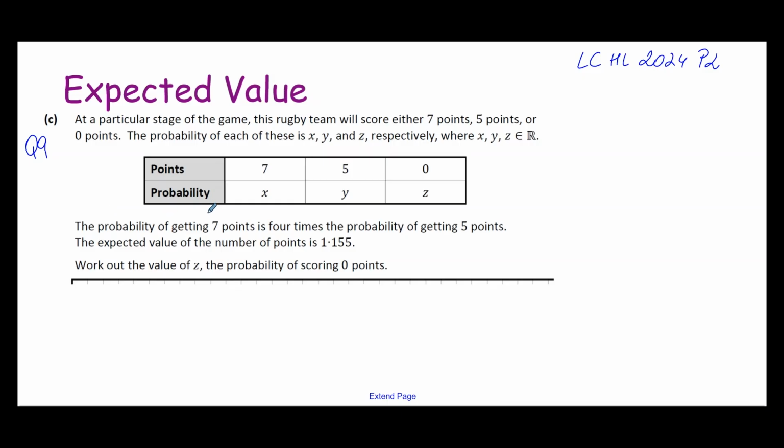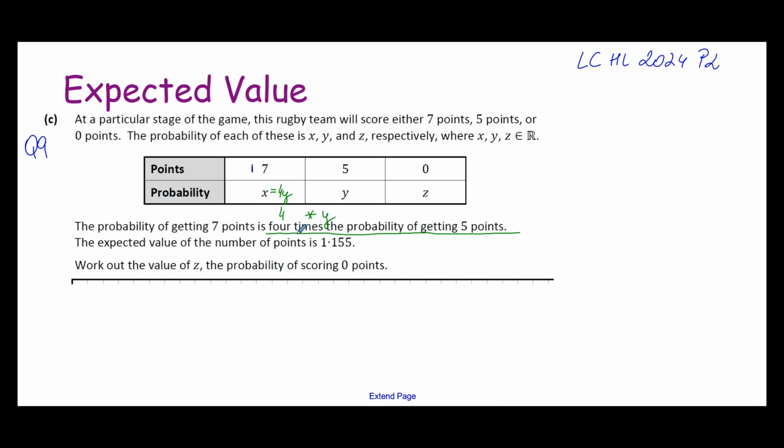The probability of getting 7 points, so that's the one they are mentioning, is what? 4 times the probability of getting 5 points. Let's change that to maths. 4 times the probability of getting 5 points. And what's that probability? y. Okay, so that means that this is 4y.